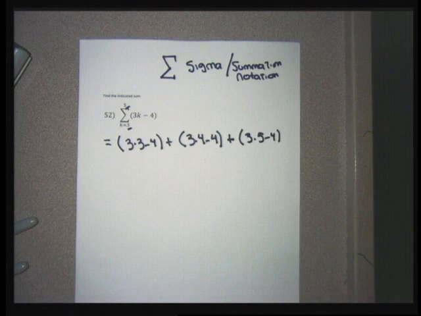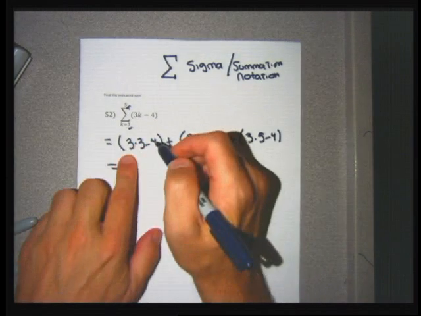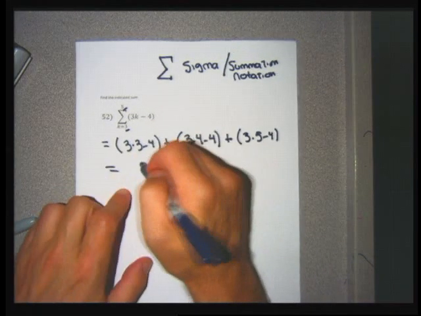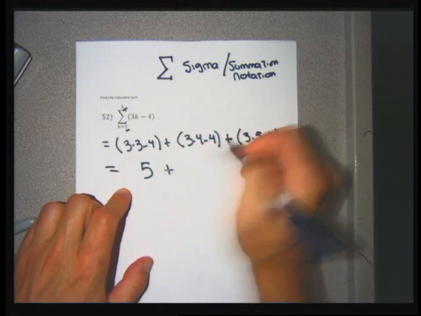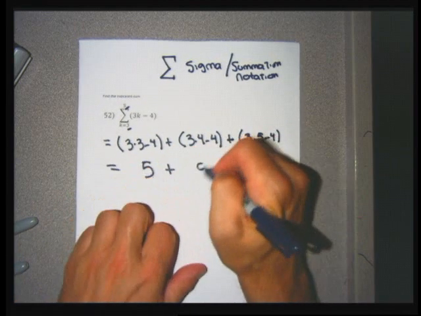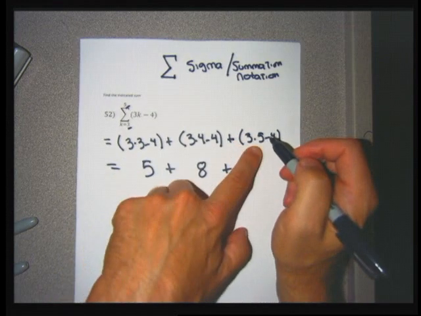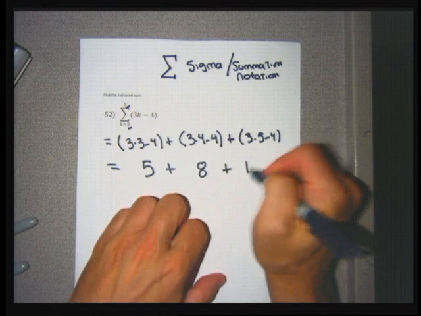So to do 52, I plug the numbers 3, 4, 5 in for k. When I plug in 3 for k, I get 3 times 3 is 9 minus 4 is 5. When I plug in 4 for k, I get 3 times 4 is 12 minus 4 is 8. And when I plug in 5 for k, I get 3 times 5 is 15, 15 minus 4 is 11.